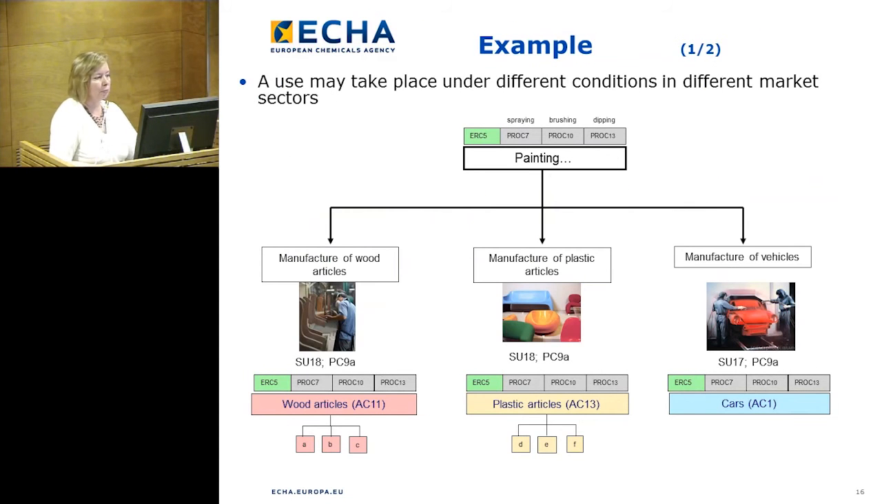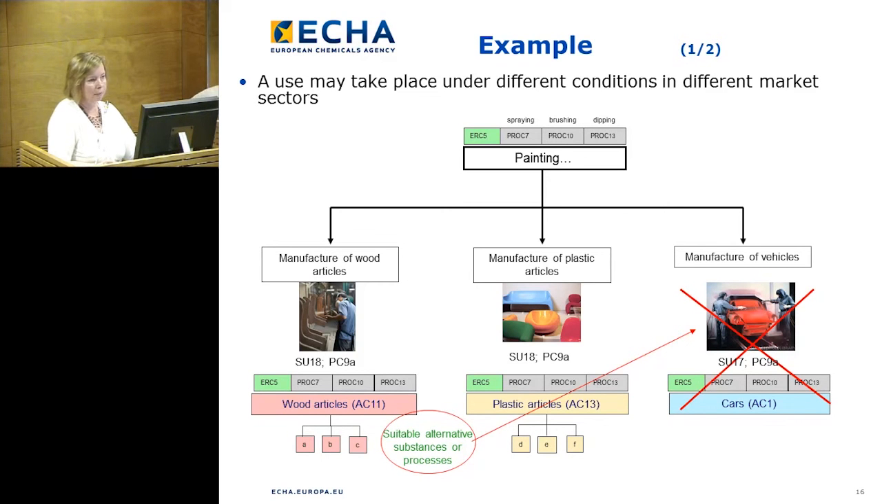So looking at this example, we have a painting job in different market sectors using different techniques. We have spraying, brushing, and dipping used in the manufacture of wood articles, plastic articles, and vehicles. And then we can see that for some uses, like in manufacturing of vehicles, there are already suitable alternatives, whether substances or processes. There are also available alternatives for one of the process types each for the manufacturing of wood articles and manufacturing of plastic articles.